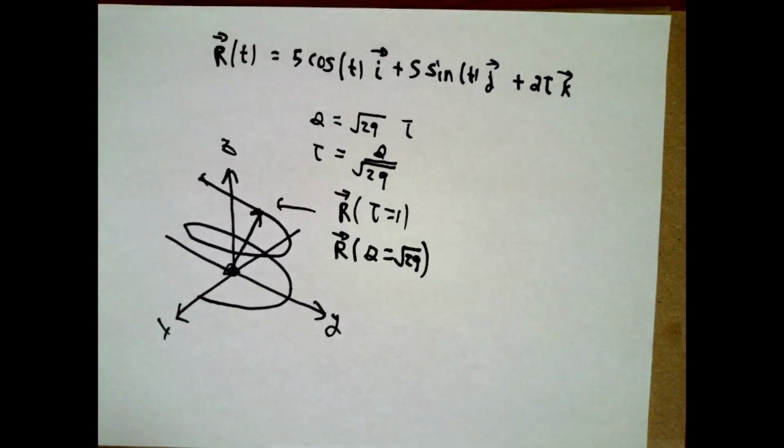When I write r of s, I don't mean write down the formula for r of t, but just write down s instead of t. When I write down r as a function of s, I want to get that same vector, but I want it to be expressed in terms of the arc length parameter. That sounds like complete gibberish. Let me elaborate.